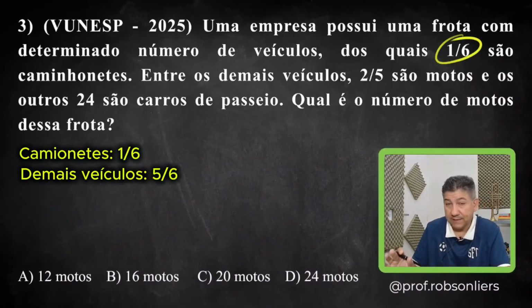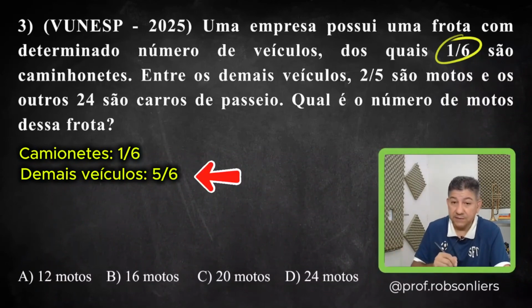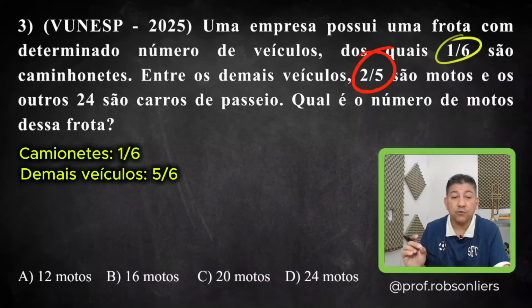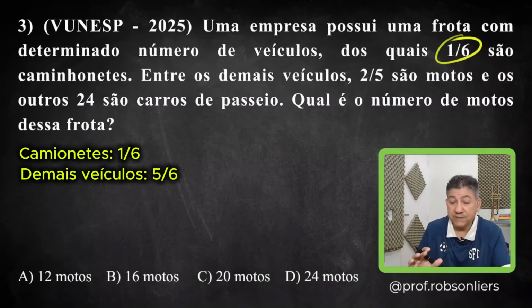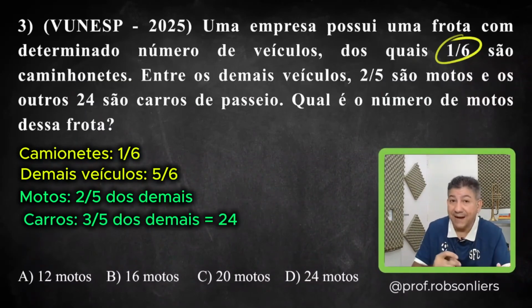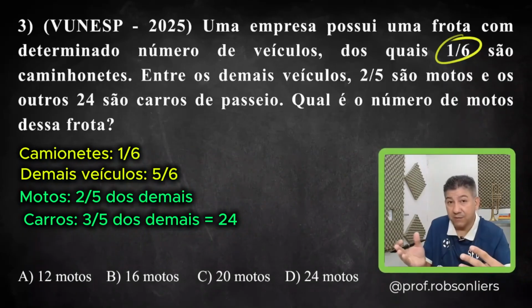Now, the question says the following. Look, among the other vehicles, that is, among these 5/6 of the total, 2/5 are motorcycles and the other 24 are passenger cars. So then 2/5 are motorcycles, okay? I'll write it here. Look, 2/5 are motorcycles. Well, if 2/5 of the other vehicles are motorcycles, then 3/5 of the other vehicles are passenger cars. Do you agree with me? 2 parts out of a total of 5 are motorcycles. So 3 parts, which is what's missing to make 5 parts, are passenger cars.